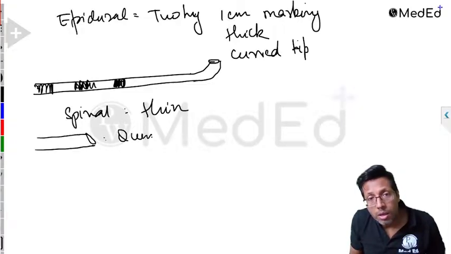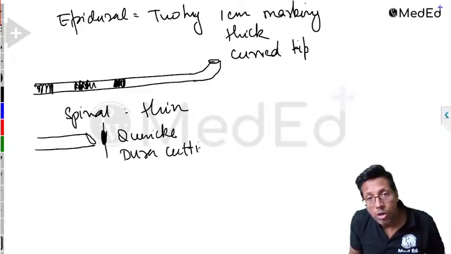This is your Quincke. This leaves a bigger dural rent. It cuts the dura and leaves a bigger dural rent. So much bigger. This is your dura cutting Quincke. It causes more damage to the dura, more incidence of PDPH.